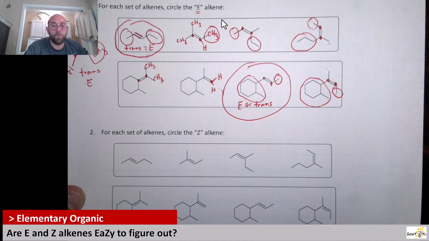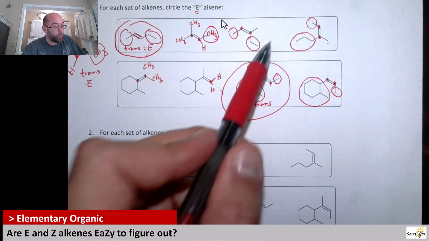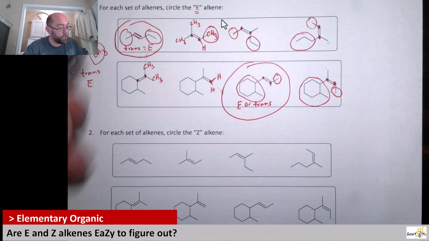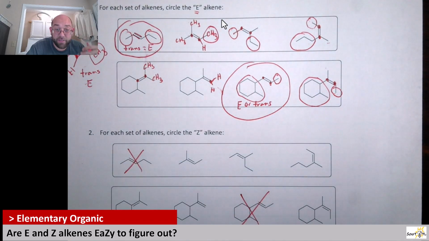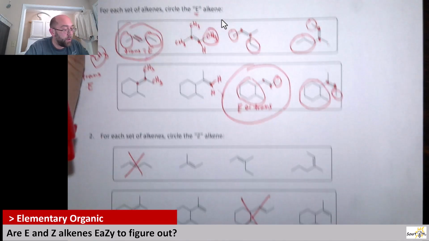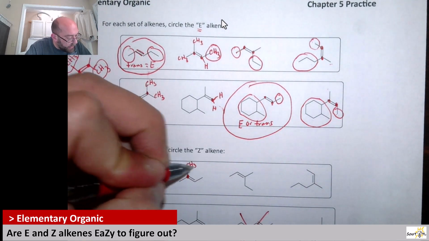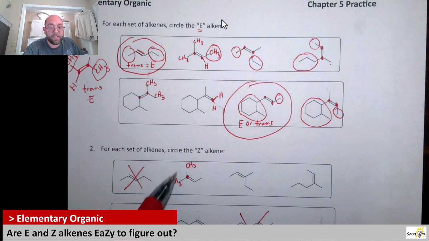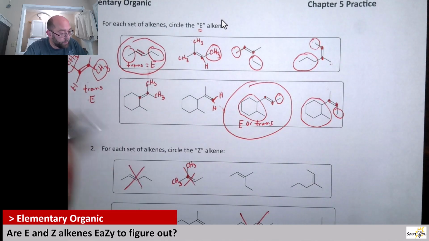Now, hopefully what you might notice is that these are the same four, and then these down here are the same four. So I can go ahead and just cross out these two because we've already identified those as E from the previous question. Now when we go back, remember I said because this carbon right here has two methyls, I can't label this as E or Z because it has two of the same groups on that double bonded carbon. So I have to exclude that one, so I'm going to put an X through it.